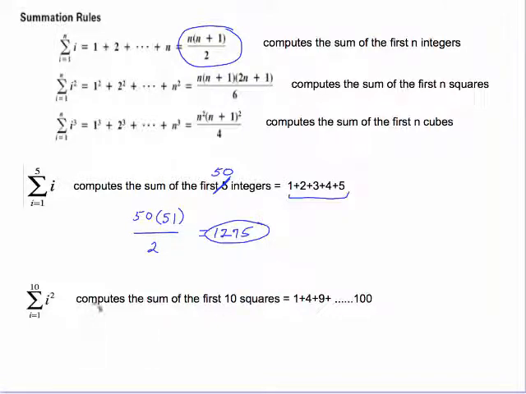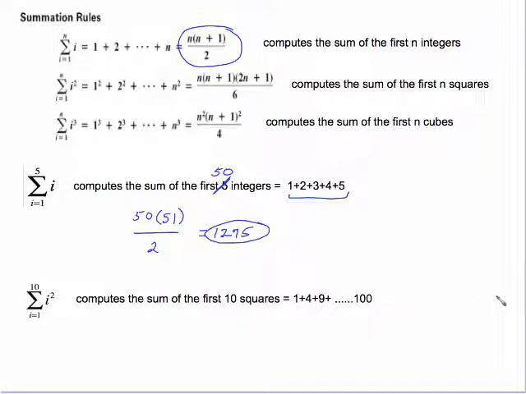This is asking you to find the sum of the first 10 squares, because this says for i equals 1 to 10, the formula is i squared. So if I were to try to generate this, put 1 in for i, 1 squared is 1. Put 2 in for i, 2 squared is 4, etc., all the way up to put 10 in for i, 10 squared is 100.